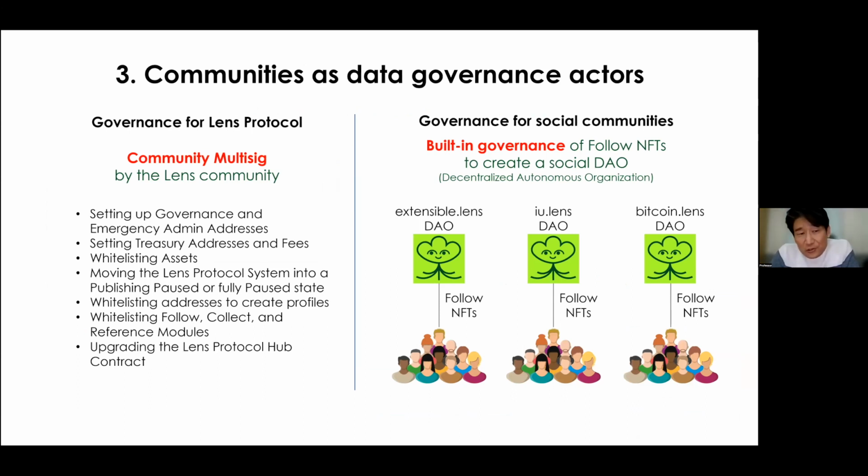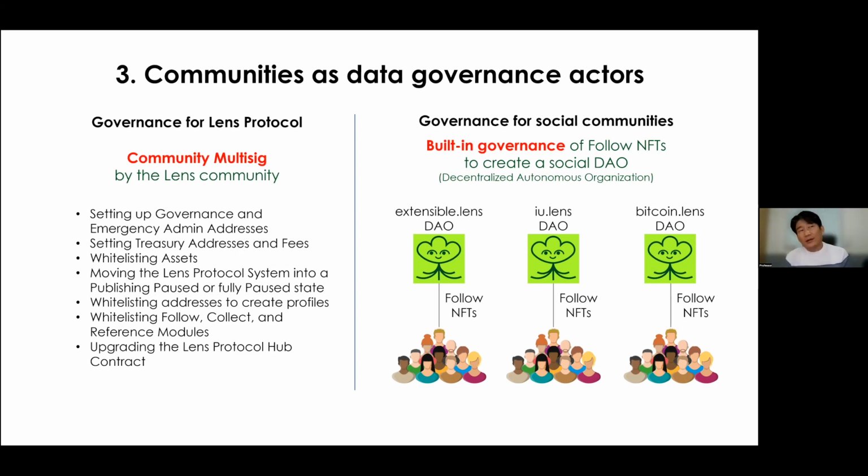And the third feature is communities as data governance actors. Lens protocol provides two different governance models. The first one is governance for Lens protocol itself. They try to engage communities to make important decisions. It's a plan. They will make important decisions with the community by voting.